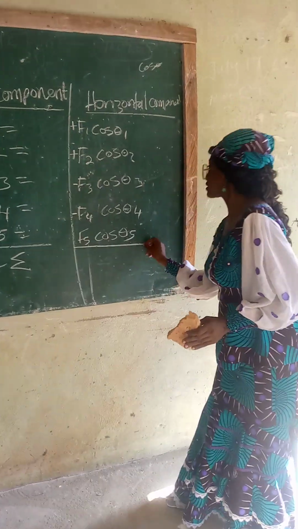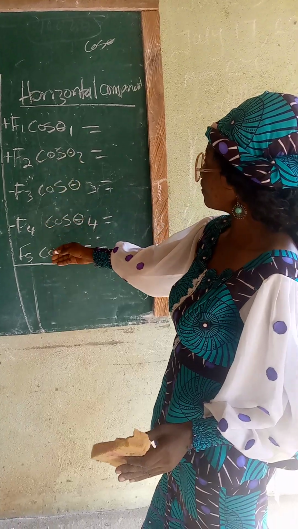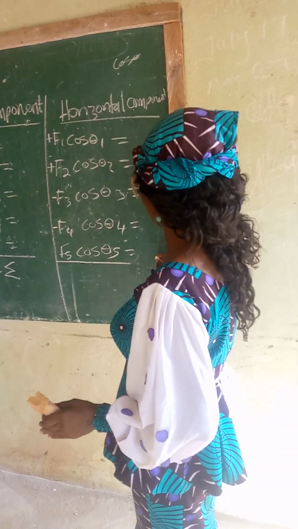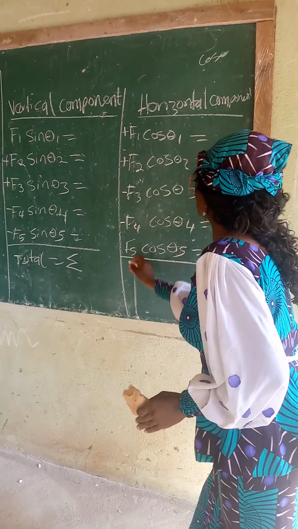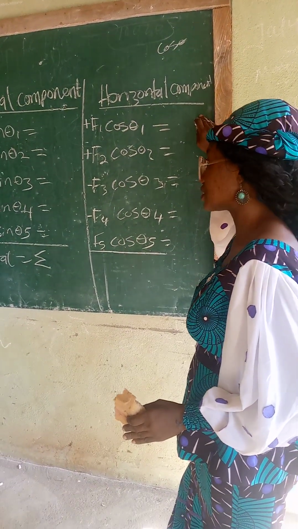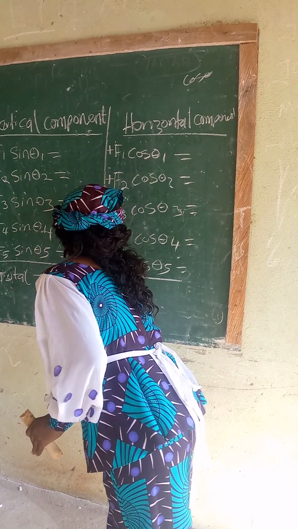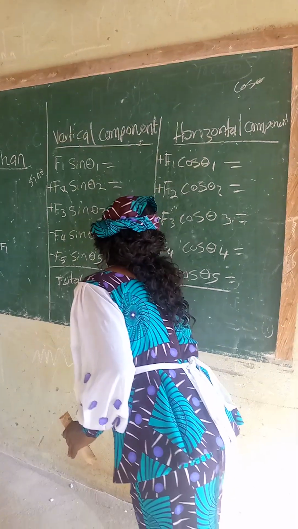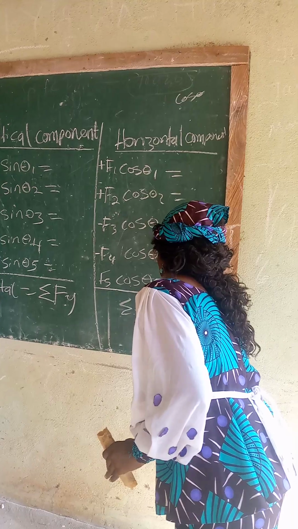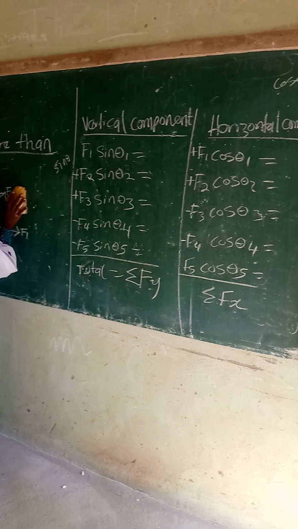We do the same thing here: you input what you are given as F1, F2, F3, F4, you find the cos theta of the angle, and you get an answer. The summation of this is our total horizontal component. Usually we call the vertical component ΣFy, and this one is ΣFx.